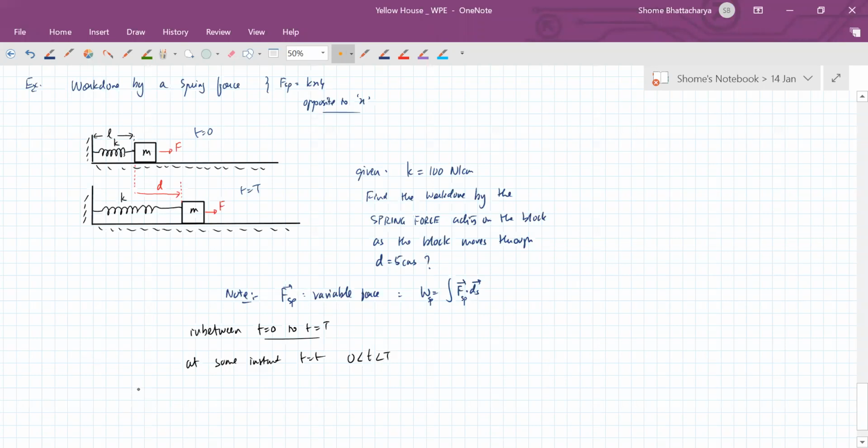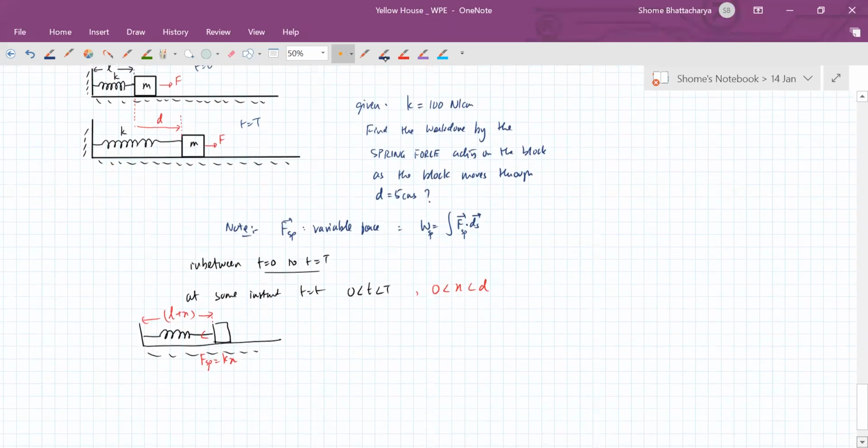Suppose this was the situation that the spring is stretched by x. So x is less than the total displacement right now. So the spring force that is acting on the body will have a magnitude of kx and direction like this.